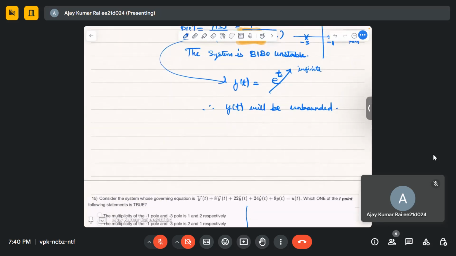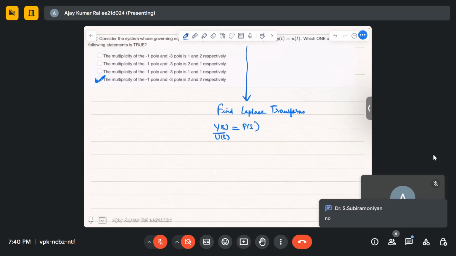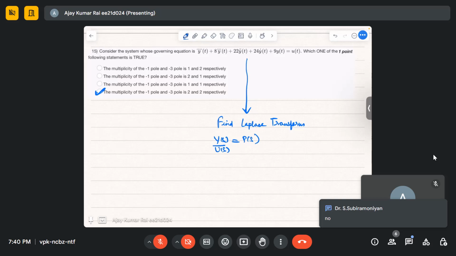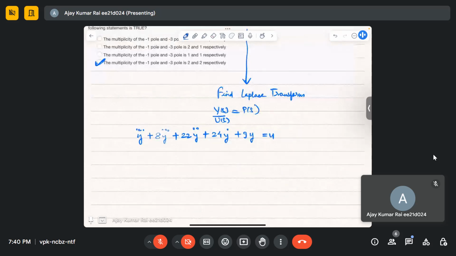Any doubt? Okay, this question I'll just try to find the Laplace transform for you. It is the last question. The equation is s^4 plus 8s^3 plus 22s^2 plus 24s plus 9 on the left, equal to u(t). For u, I'll write U. So let's take the Laplace transform.